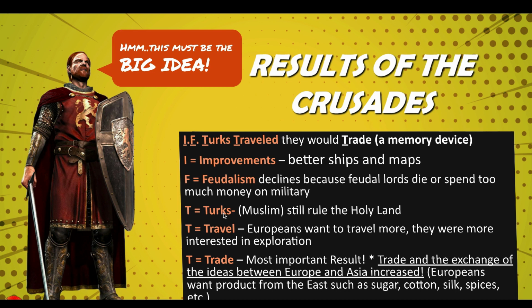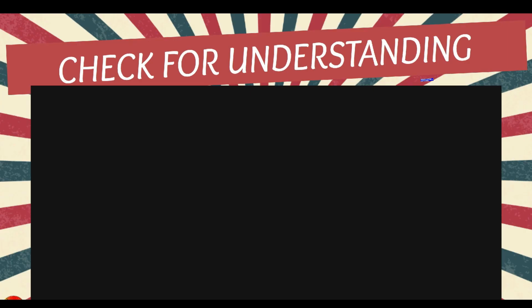Turks, the Muslim Turks. They still rule the Holy Land. The objective of going out and conquering this great Holy Land for your religion didn't work out so well for the Christians. Travel. Europeans want to travel more. They're more interested in exploration. They're like, wow, so those Crusades were interesting. What else is out there in the world? They start getting very curious. And then the most important result, trade, trade, trade. But now they've been exposed to nice things and they want more nice things.